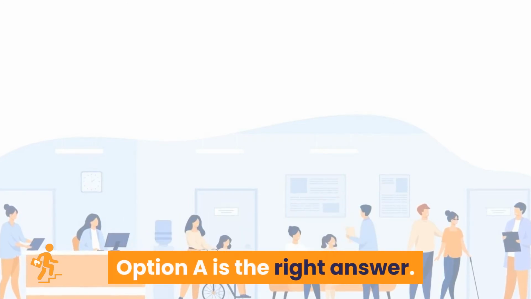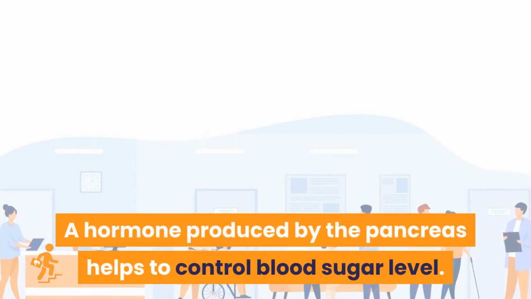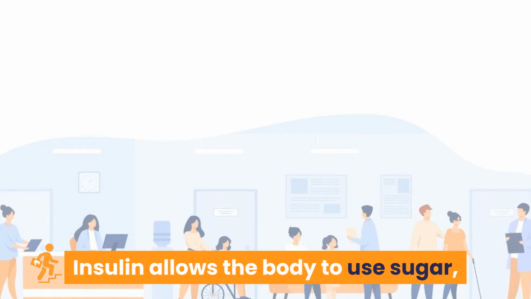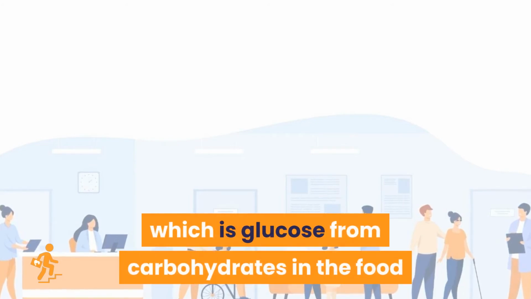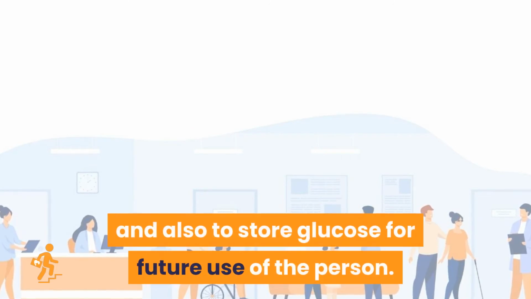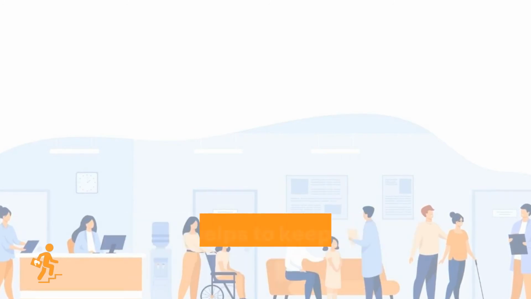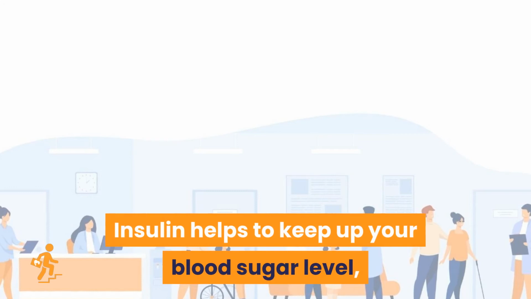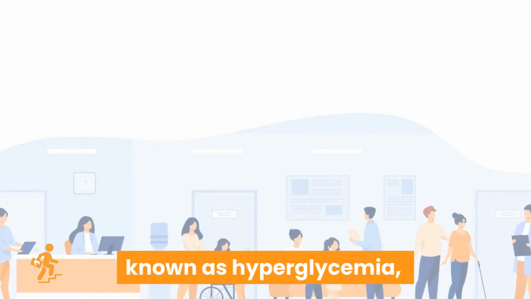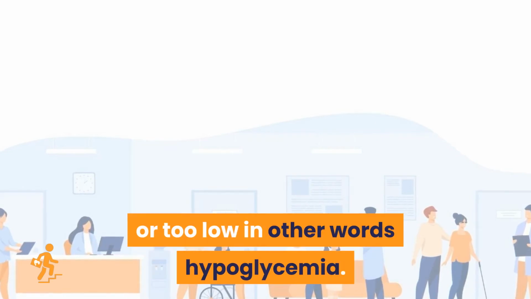Option A is the right answer. A hormone produced by the pancreas helps to control blood sugar level. Insulin allows the body to use sugar, which is glucose from carbohydrates in the food that a person eats, for energy, and also to store glucose for future use. Insulin helps to keep your blood sugar level from getting too high, known as hyperglycemia, or too low, in other words hypoglycemia.